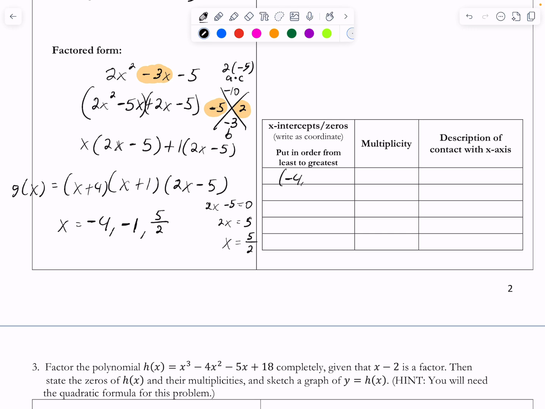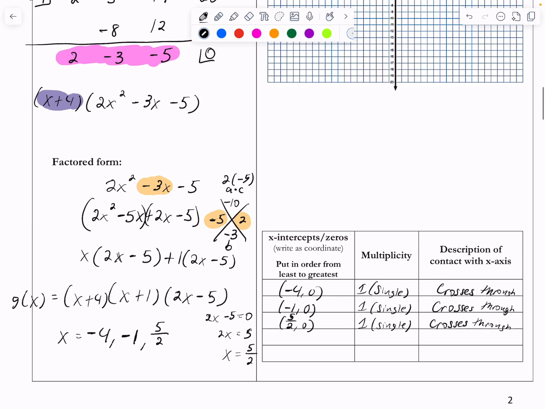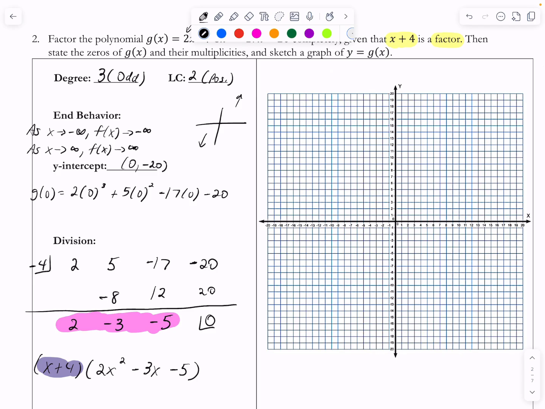So least to greatest, -4, 0, -1, 0, and 5/2, 0. So multiplicity of 1, they are single roots, which means they're all going to cross through when I graph this. Now, just like I did in number 1, before I started recording, I went ahead and typed this function into Desmos to see if there are any other points I could plot. I just continue to remind you of this, that is not the expectation. That just helps me plot any extra ones.